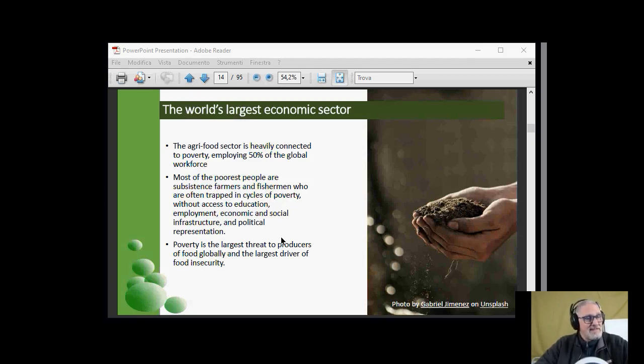but the key thing here is that as urbanisation increases and as cities require more and more food, the demand is there.